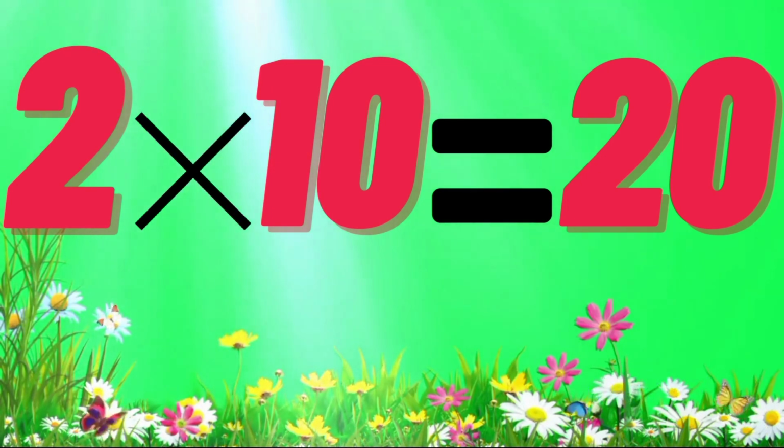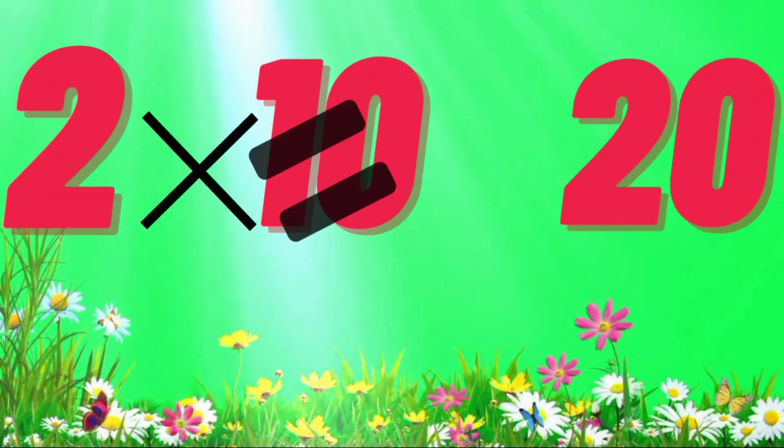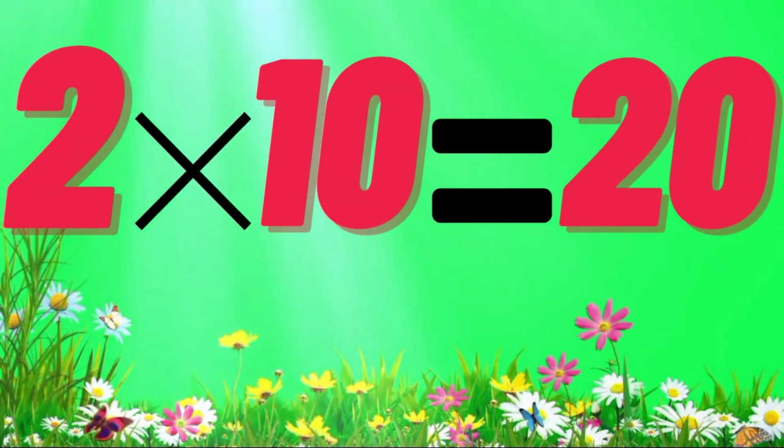2 10s are 20. 2 into 10 becomes 20. 2 10s are 20. It means that 2 10s are 20.